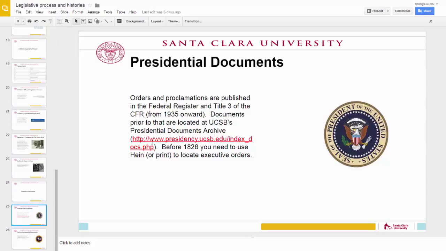And they have coverage from George Washington to present. So if you need orders, proclamations, other executive documents, UCSB's collection will generally be an excellent source for you.